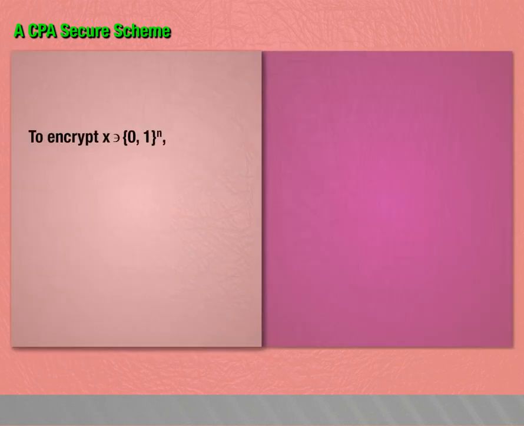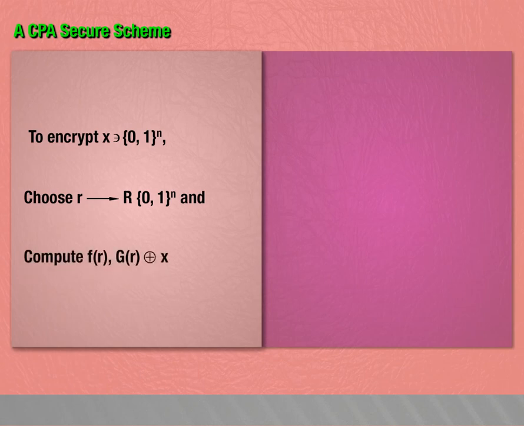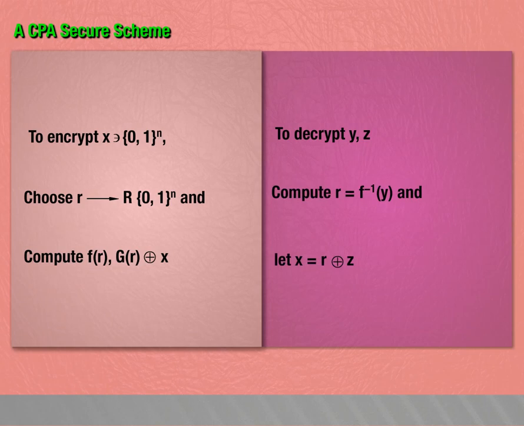To encrypt x belongs to the set {0,1}^n, choose r at random from {0,1}^n and compute f(r), g(r) + x. To decrypt (y, z), compute r = f inverse of y and let x = r + z.